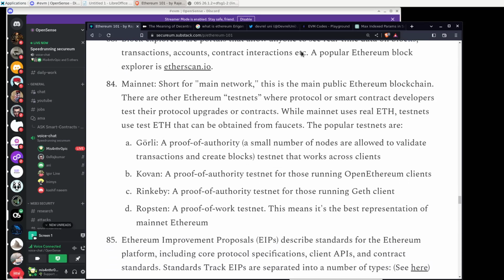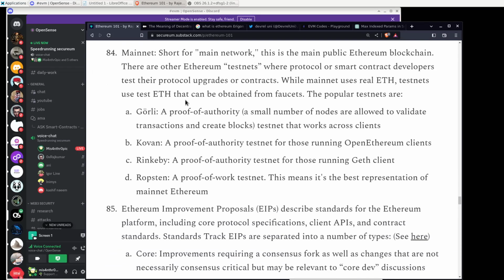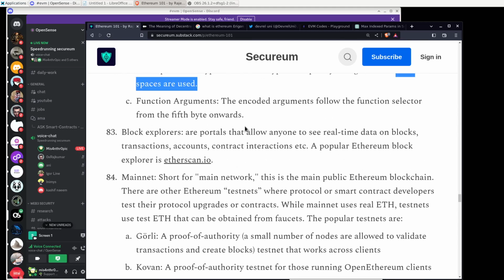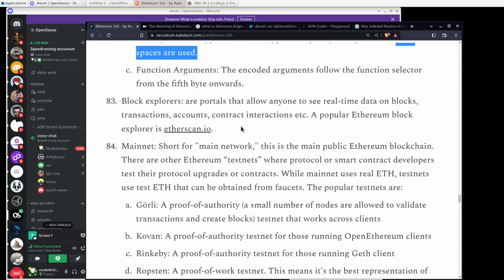We know what a block explorer is, right? Mainnet, we know what mainnet is. We know what the EIPs are. Anybody has any questions on this? Kashif? Annie? Anybody has any questions? Hey Igor, how's it going? No question?